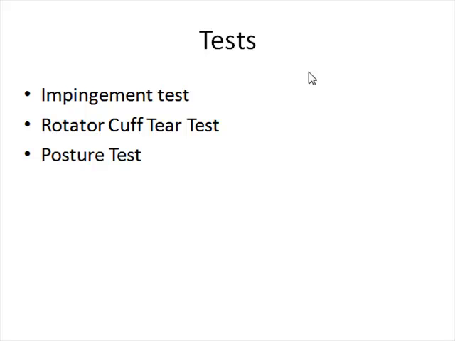Let's look at some specific tests that you will undergo when you go see a doctor or a physical therapist. This is excluding radiology tests such as an X-ray or an MRI, which ultimately is the best way to ascertain if you have a rotator cuff tear that's causing your shoulder pain. The first test is an impingement test.